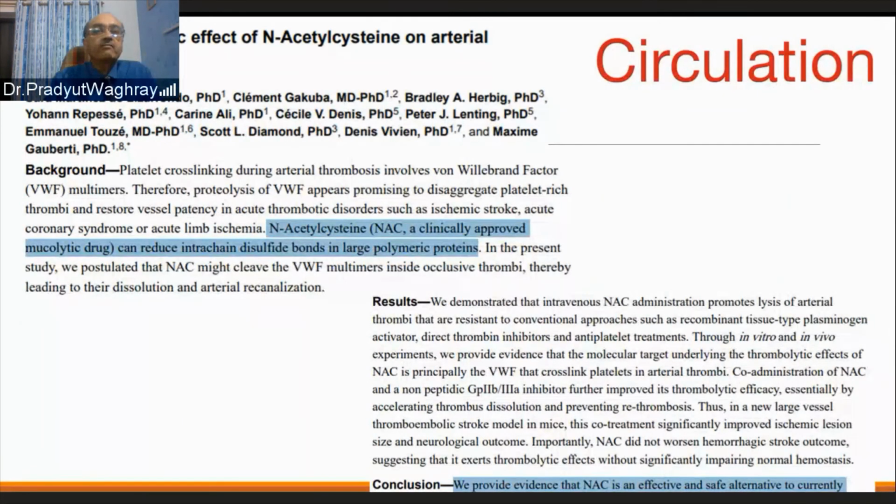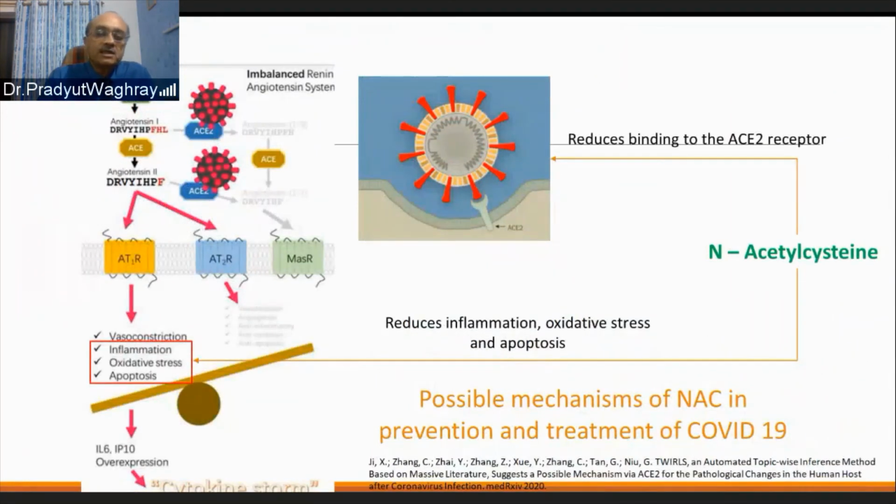This study was done to find out the thrombolytic effect of N-acetylcysteine on arterial thrombi, and it was found that NAC was a safe and effective alternative to currently available antithrombotic agents to restore the vessel patency after arterial occlusion. So how does this NAC act as an anticoagulant?